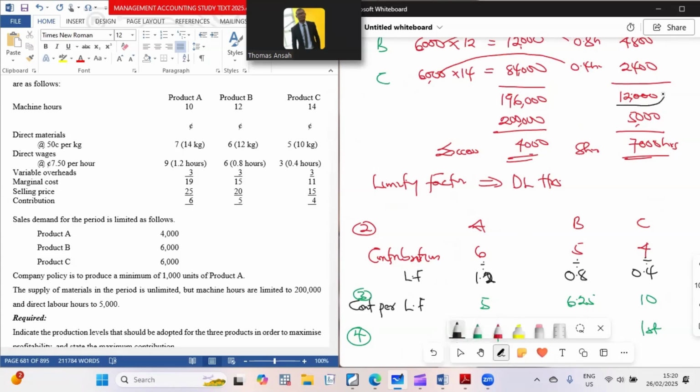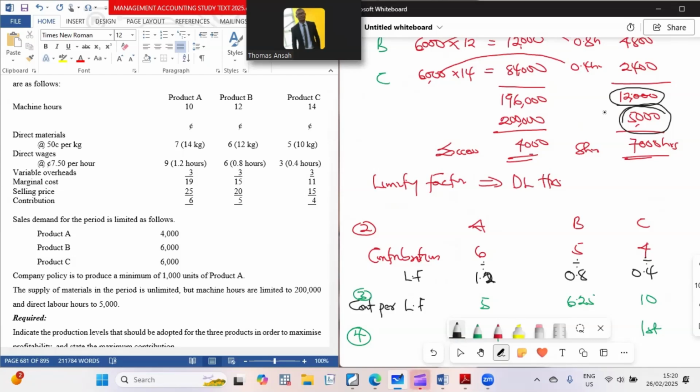with the machine, direct labor. But we have only 5,000 in terms of the hours. So we cannot do more than what we can have. All right. So basically that is that.